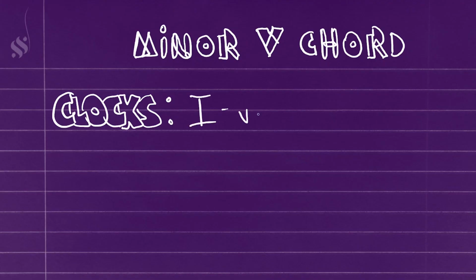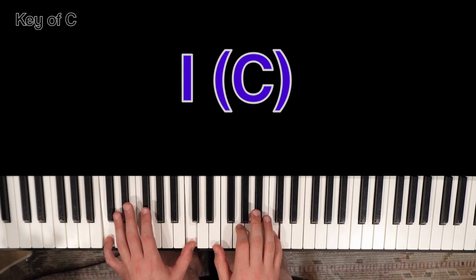This song is Clocks by Coldplay, and the progression is as follows: 1, minor 5, minor 5, minor 2. So they really hug the minor 5 chord in this progression. Here's what this looks like if it's transposed to the key of C.